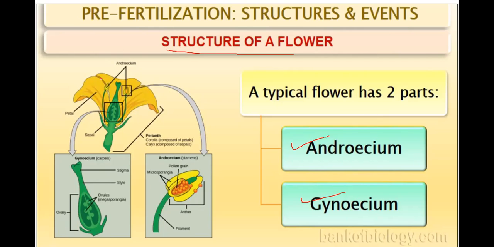So this is a flower. Here there is androecium. This is a bisexual flower. Why? Because both the male sex organ, androecium, and the female sex organ, gynoecium, are present together. This is the gynoecium. Gynoecium is also known as carpel. Androecium is also known as stamen. Gynoecium is divided into stigma, style, and ovary. Inside the ovary, there are ovules. They are megasporangia.